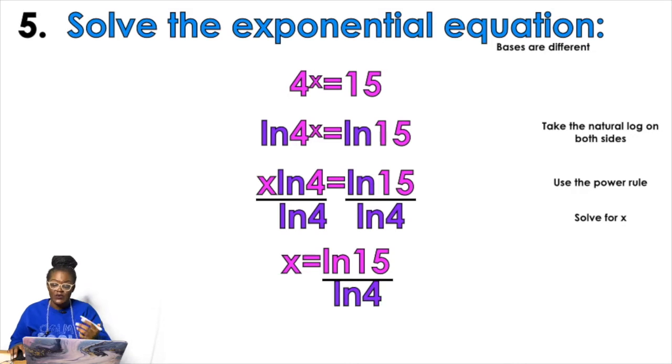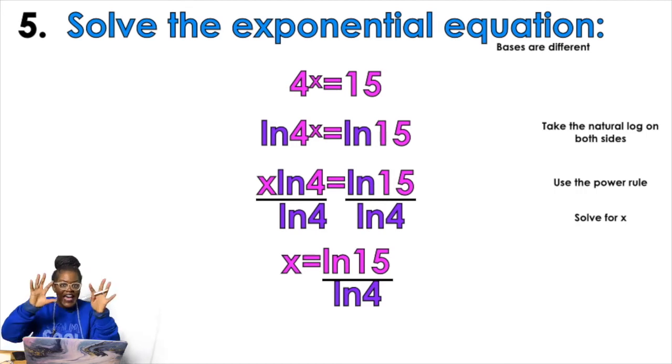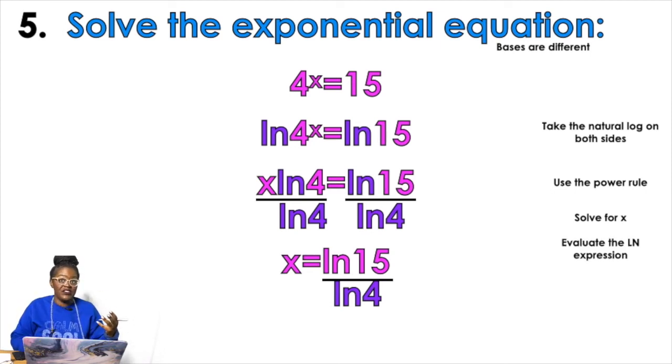This is what we call my exact answer. x equals ln 15 over ln 4. That is an exact answer. I can leave my answer like that. I can also input this into the calculator and get an approximate answer, okay?